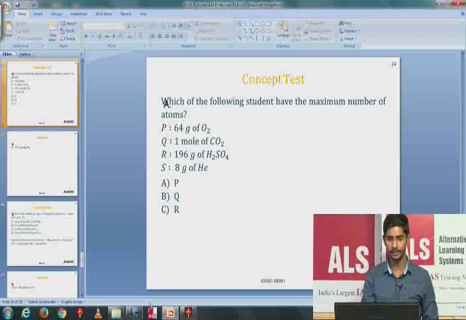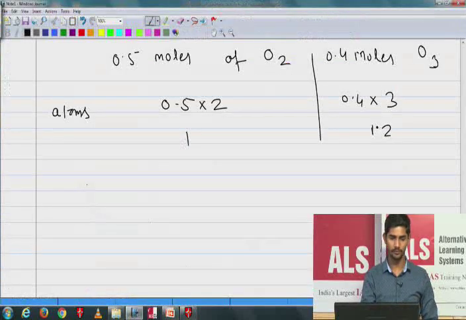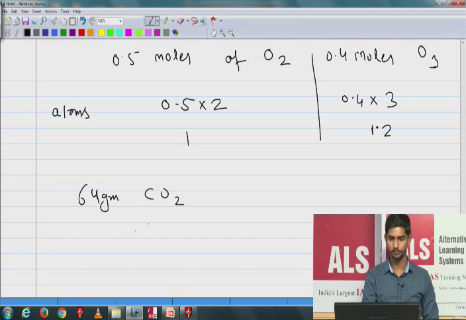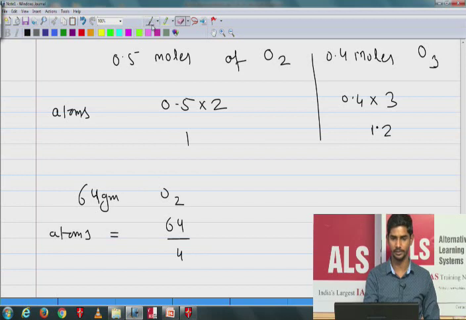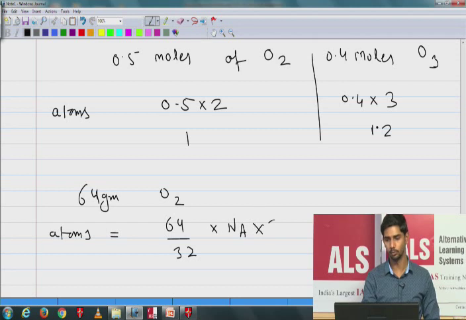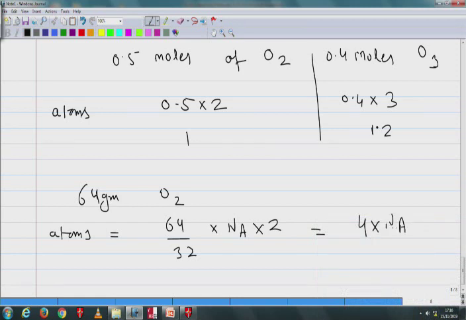See, let me tell you something. Let's say I have got 64 gram O2. So how can I calculate the atoms? First of all, calculate the moles, which is 64 upon 32. This is moles. Multiply this with the Avogadro number and with the number of atoms in the molecule, which is 2. If you solve that, you will get 4 into Avogadro number.